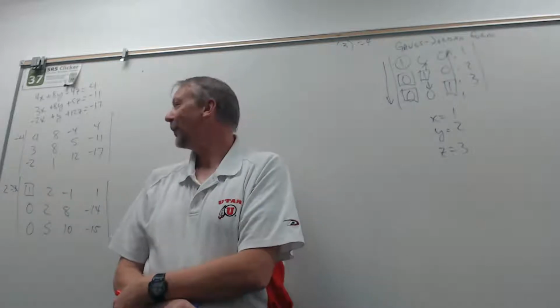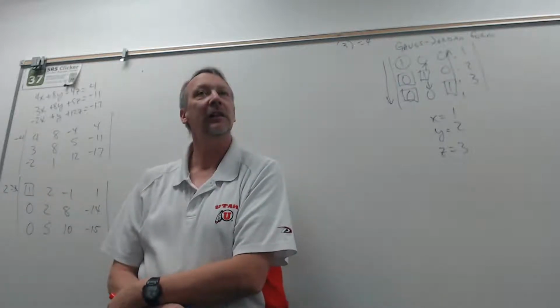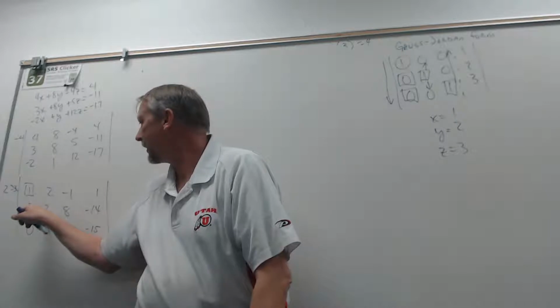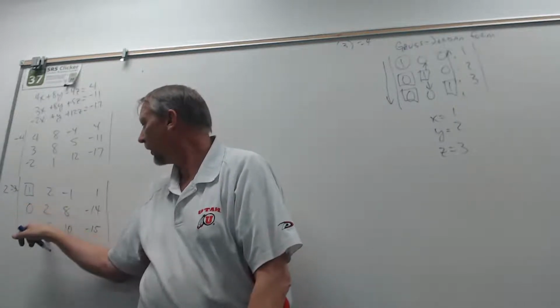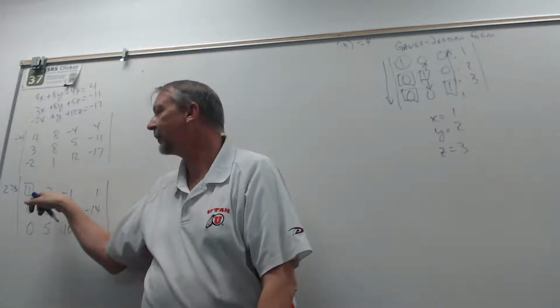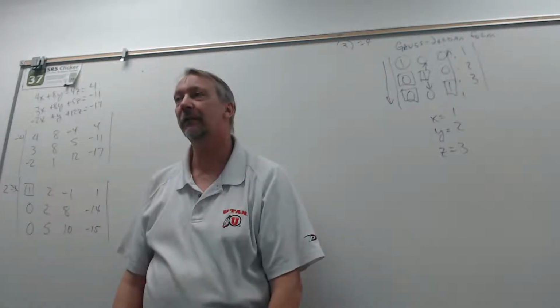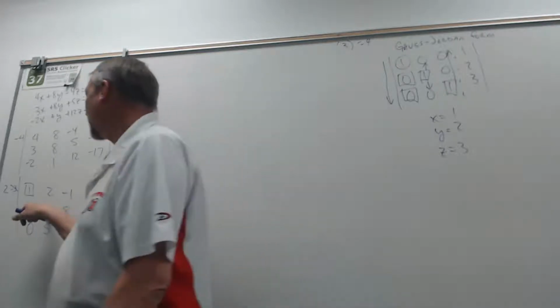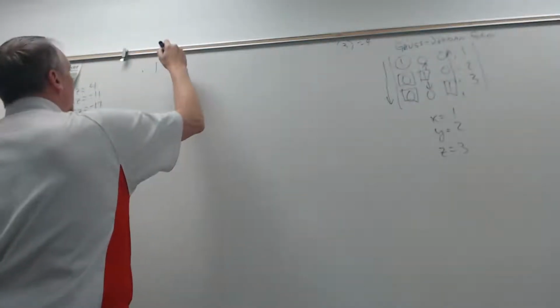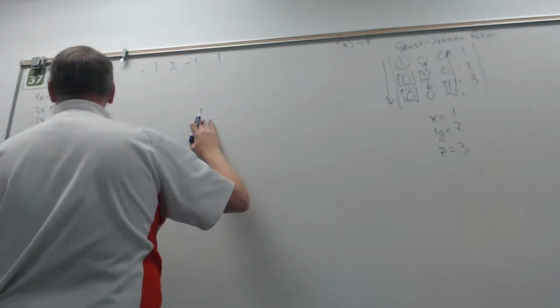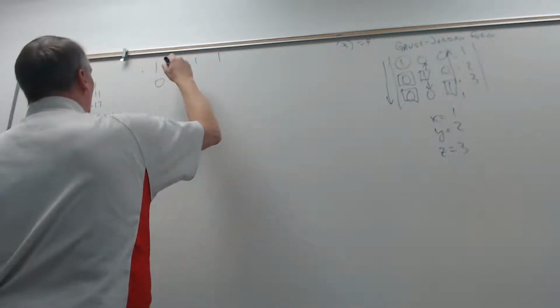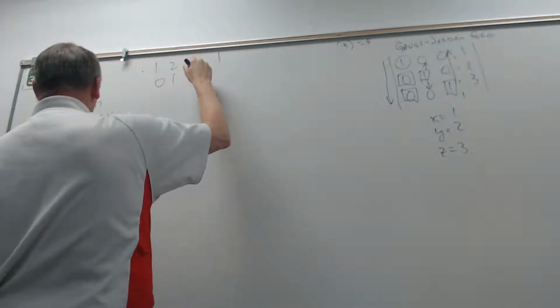Okay, so now, what's my next goal? I want to get a 1 here. I can either divide by 2, or I could divide by 5 and move it up there. Which would you rather do? It doesn't matter. We're just going to divide this by 2. Top row is going to stay the same: 1, 2, -1, 1. We're going to divide the middle row by 2: 0, 1, 4, -7.